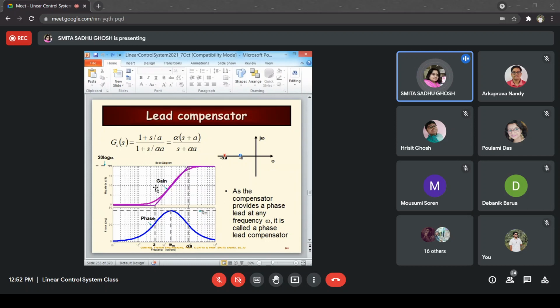Now the other corner frequency corresponding to the pole, again you have to find out. So 1 plus s tau 2, let us say. So tau 2 is equal to 1 by alpha a. So the corner frequency would be at 1 by tau 2, which is going to be equal to alpha a. As alpha is greater than 1, the corner frequency corresponding to alpha a would be placed at a higher frequency compared to the frequency a.